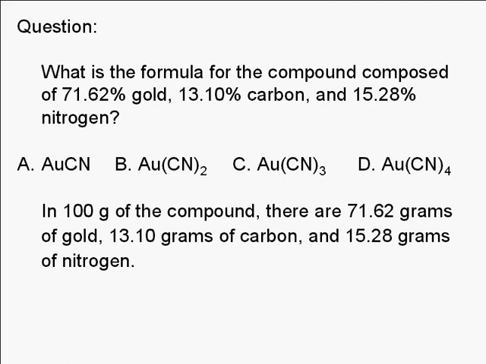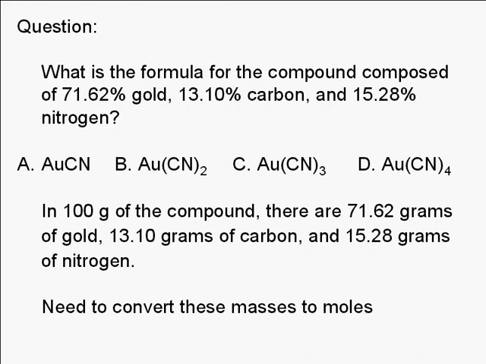In 100 grams of the compound, there are 71.62 grams of gold, 13.1 grams of carbon, and 15.28 grams of nitrogen. The formula gives us the ratio of the number of atoms. It also gives us the ratio of the number of moles. To figure out the formula, we need to convert these masses to moles. To convert masses to moles, we divide by the atomic mass.